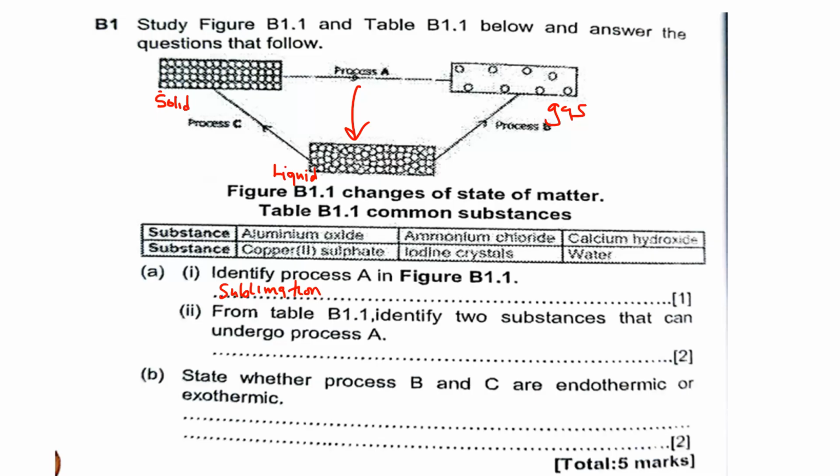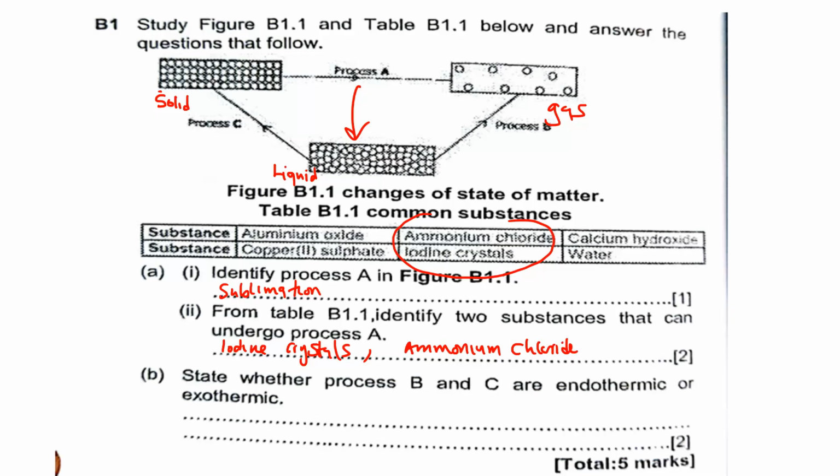A2, from table B1.1, identify two substances that can undergo process A. In other words, from the table, let us identify the two substances that undergo sublimation. So two of the substances that undergo sublimation here are these that you are seeing here. So we have iodine crystals, and ammonium chloride. These are the two substances that undergo sublimation.